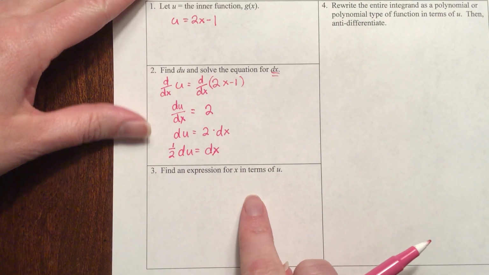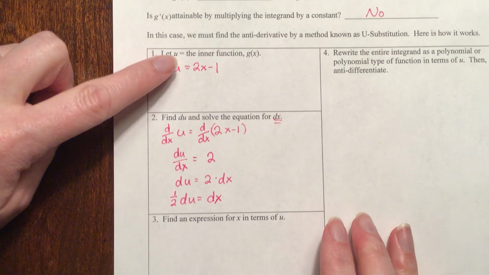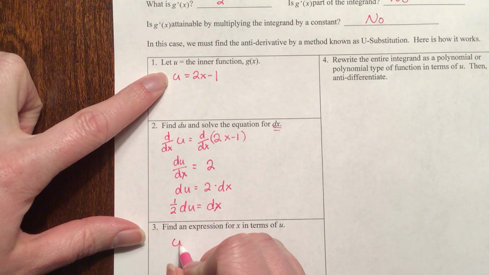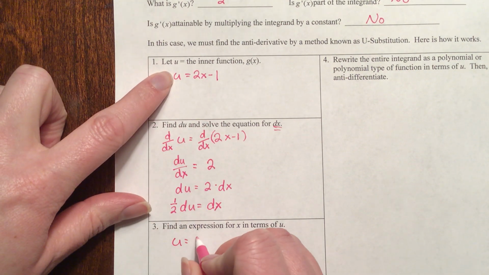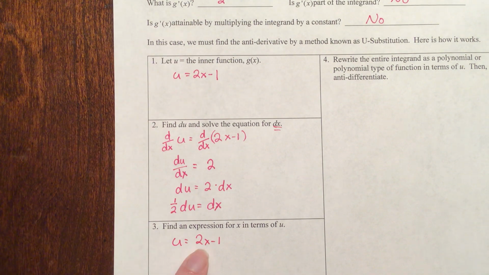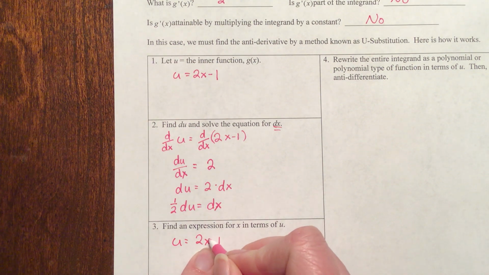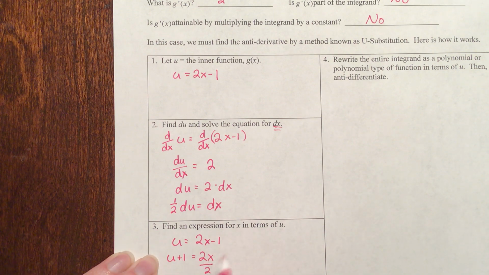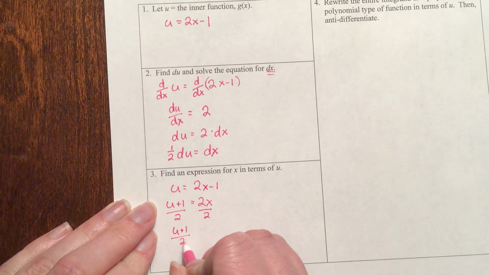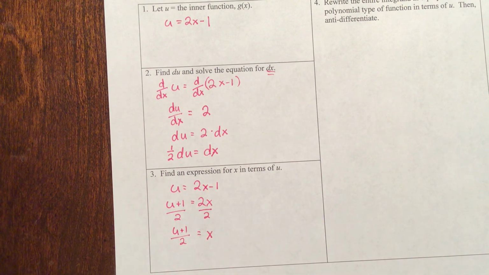So if there's an extra x, we have to do this other step too. Find an expression for x in terms of u. So I'm going to take my little u equals equation. You do not want to start using this one. Not at all. Use this guy. U equals 2x minus 1. We have to solve for x because we're trying to substitute out an x. We'll add 1 to both sides. U plus 1 equals 2x. And then divide by 2. You can either divide both of these things by 2 or the whole thing. It doesn't really matter. U plus 1 over 2 equals just x.